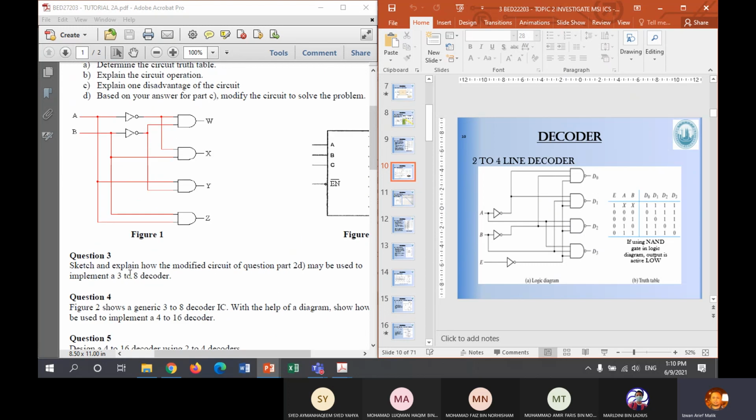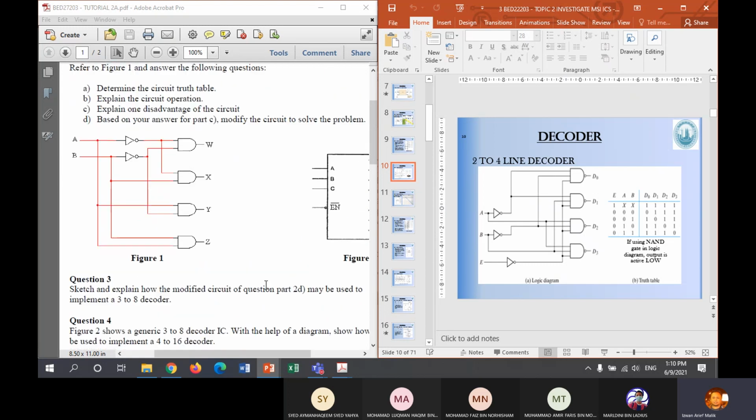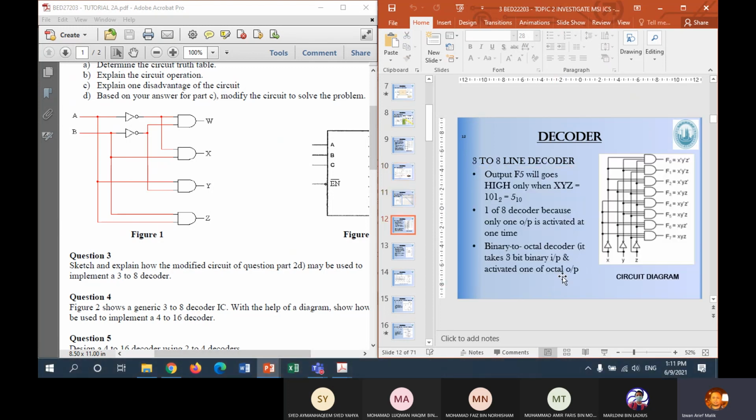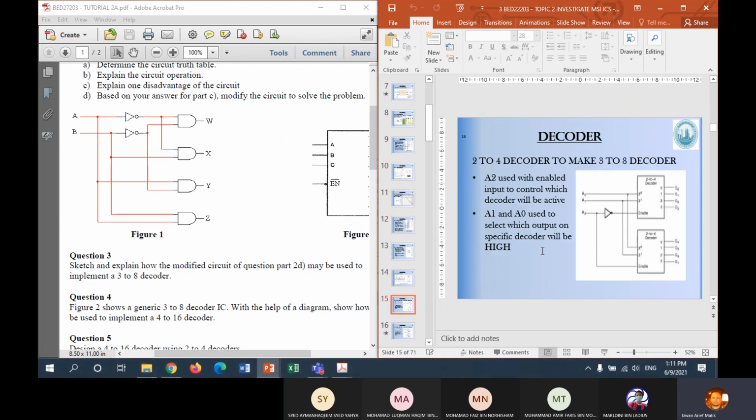Question 3, sketch and explain how the modified circuit in part 2D may be used to implement a 3 to 8 decoder. So, inilah jawapan dia. Lukis je benda ni. Okay, and then terangkanlah sikit ni. Dia punya statement. Macam mana bila kita modify ni, kita boleh gunakan dia untuk jadikan 3 to 8. So, kita combinekan 2 to 4 jadi 3 to 8 ni lah. Itulah jawapan dia.